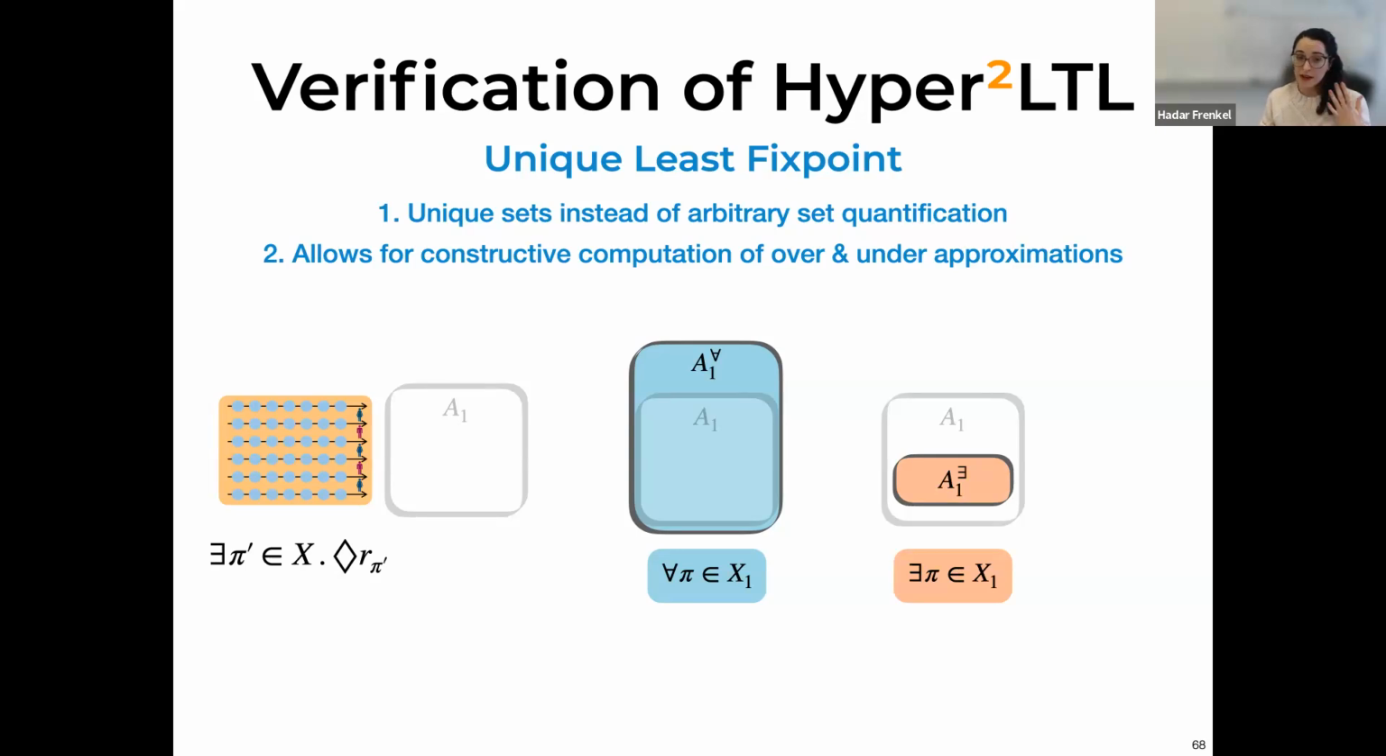So this is the general idea behind that. I'm not going to get into the details of how we compute these over- and under-approximations, and I would like to explain later.